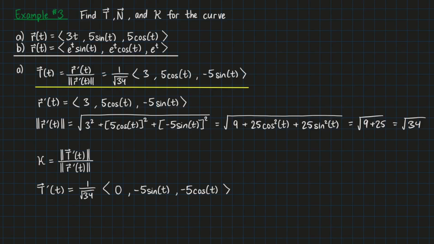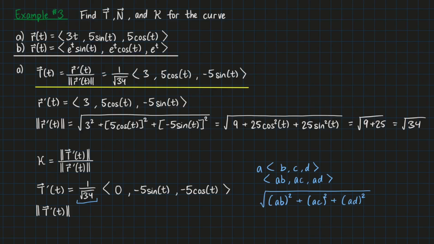Now we need to take the magnitude of T'. If you're wondering how to take the magnitude with the 1 over root 34 in front, let me show you with variables. Let's say a is the 1 over root 34, or any other constant that gets multiplied into this vector function. And then in each component, we have b, c, and d. If we were to multiply a in, we would have ab, ac, and ad. And if we were to take the magnitude of this, we square, sum, and square root. We can square each factor inside the parentheses individually, and then we can factor out the a squared.